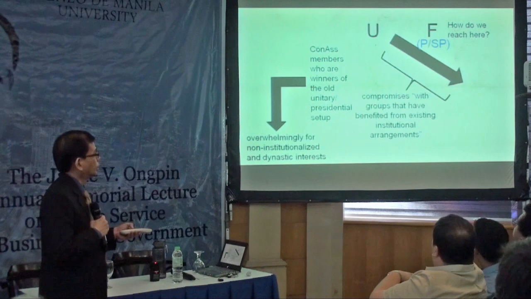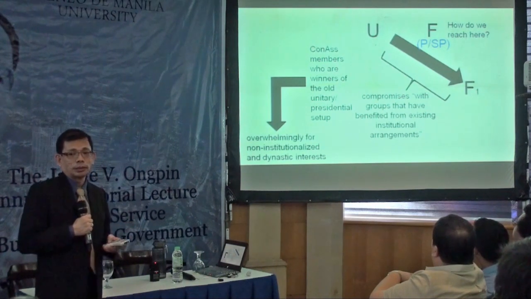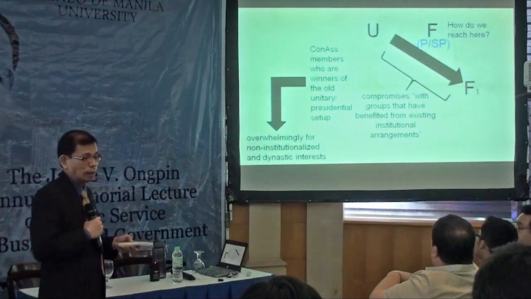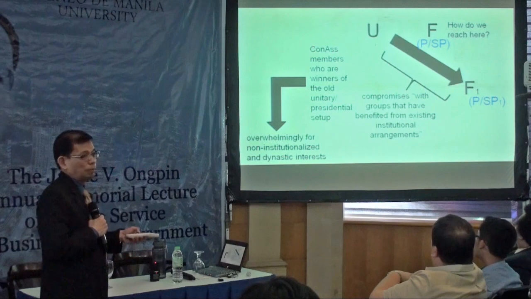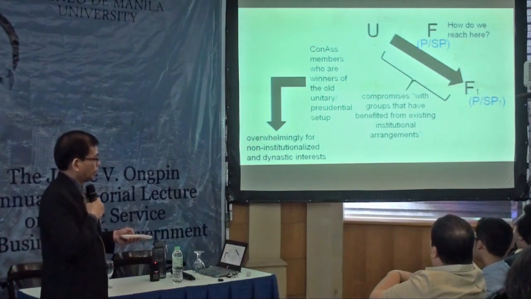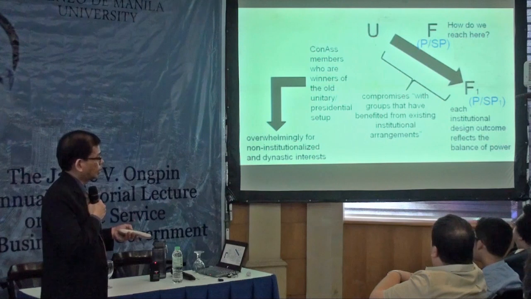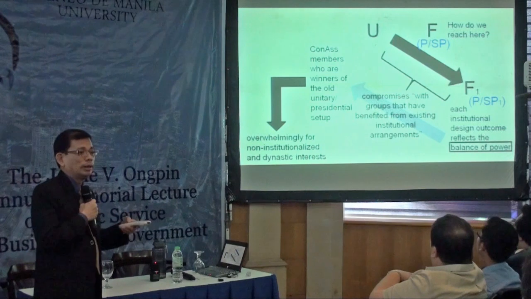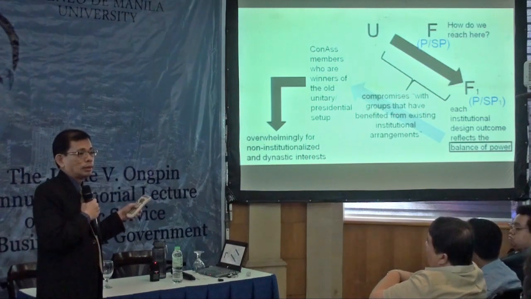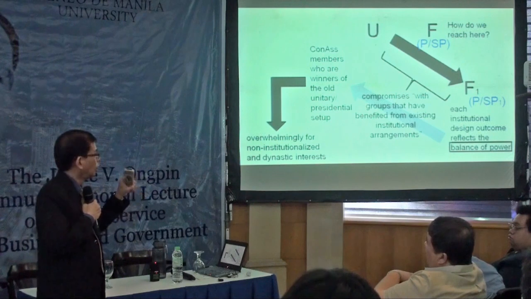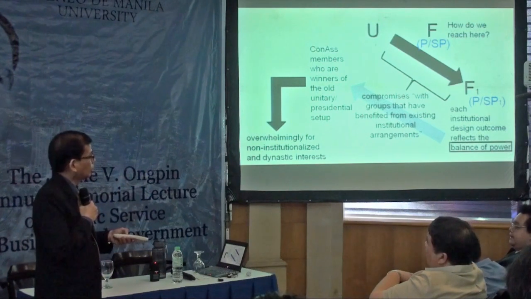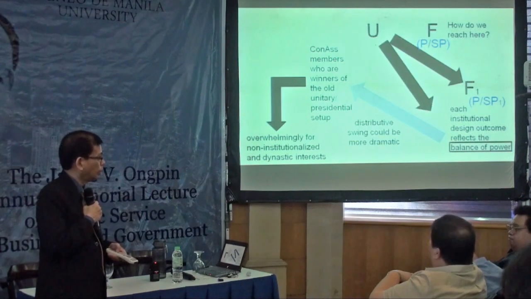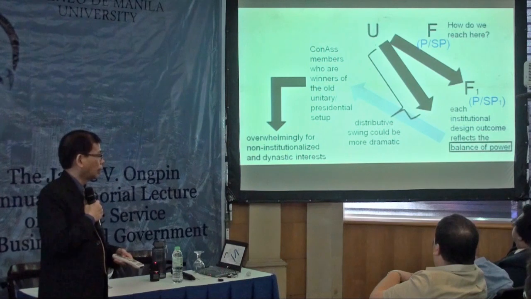In this context, the assumption is you're not going to get the optimal outcome. You're going to get at least F1 or PSP1 representing the form of government. Each institutional design outcome reflects the balance of power. But the balance of power in this case is overwhelmingly for those who benefit from the old unitary and presidential setup. So the swing can actually be dramatic. And we could have not F1, but actually F2.